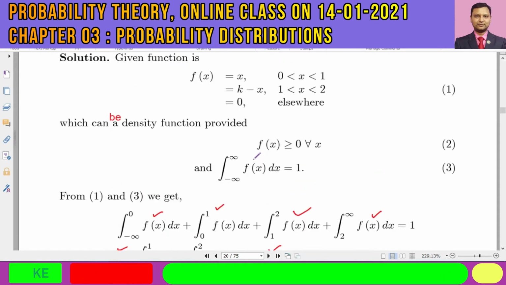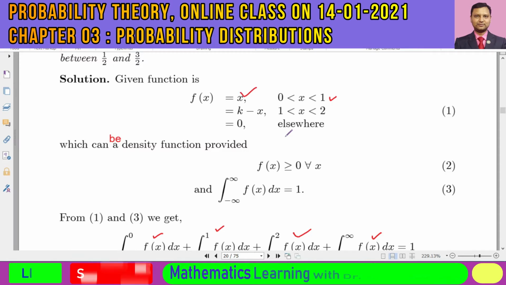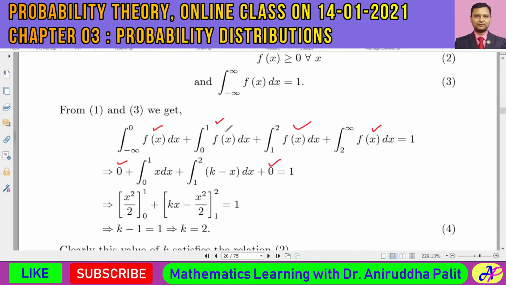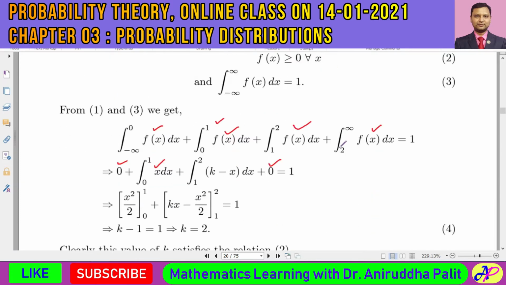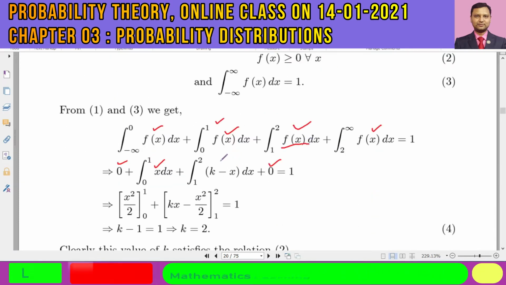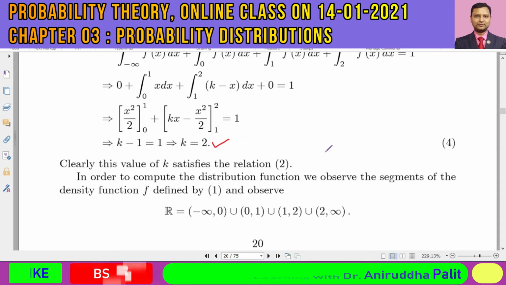So within the first segment from 0 to 1, the expression of the function is equal to x. Therefore, in place of f(x), we just put x over here. And in this segment from 1 to 2, in this open interval, the value is equal to k minus x. That's why in place of f(x), we just put k minus x and perform the integration. And after computation, we find that the value of the constant k is equal to 2. So in this way, we find that the value of the constant k is equal to 2.